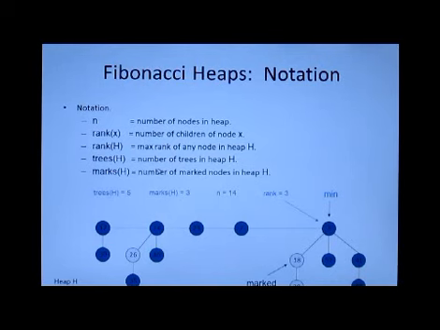Trees: number of trees in heap. In here, we have 5 trees. Marks H: number of marked nodes in heap. In this example, we have only 3 marked nodes.